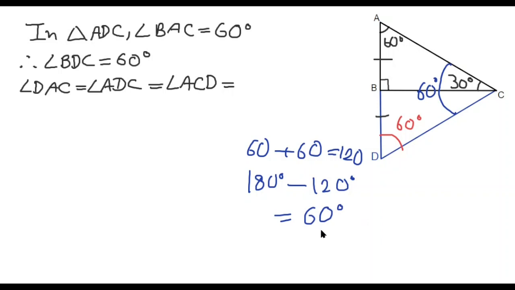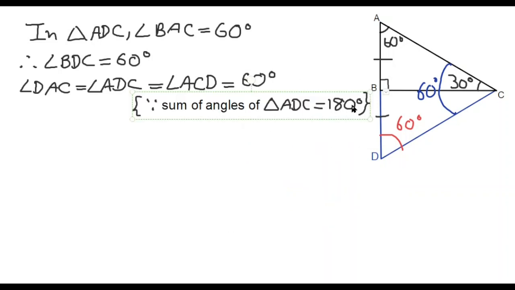60 degrees. Okay. So this angle will be how much? 60 degrees. Angle ACD will also be 60 degrees. So in this step, angle DAC equals angle ADC equals angle ACD. This angle is equal to how much? 60 degrees. All these angles are 60 degrees.